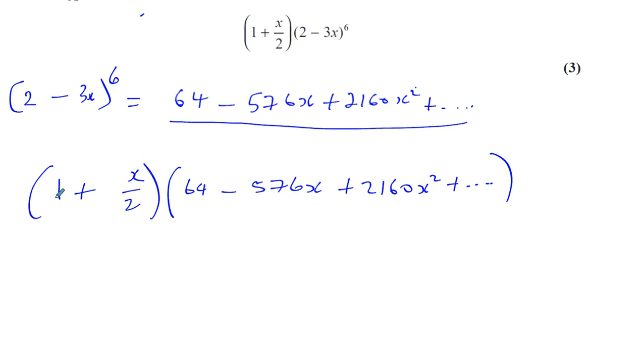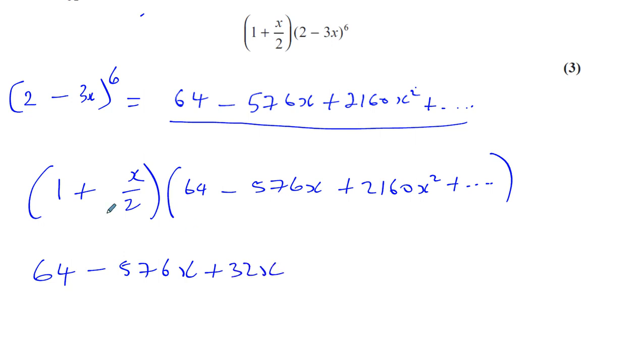So the constant term is going to be 1 times 64, which is 64. Then you're going to have 1 times minus 576x, which is minus 576x. And you're going to have 1 times 2160x squared. Okay? So before we do that, let's just see that there's going to be another x term, x over 2 times 64. Now x over 2 times 64 is 32x. You're going to have plus 32x.